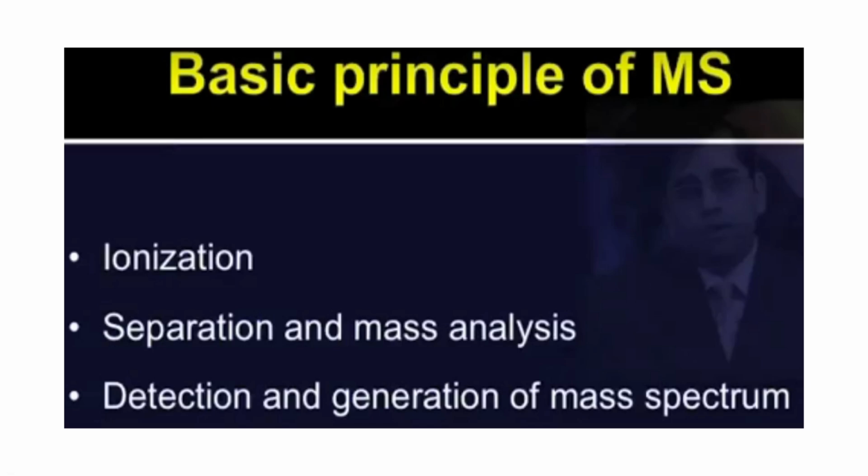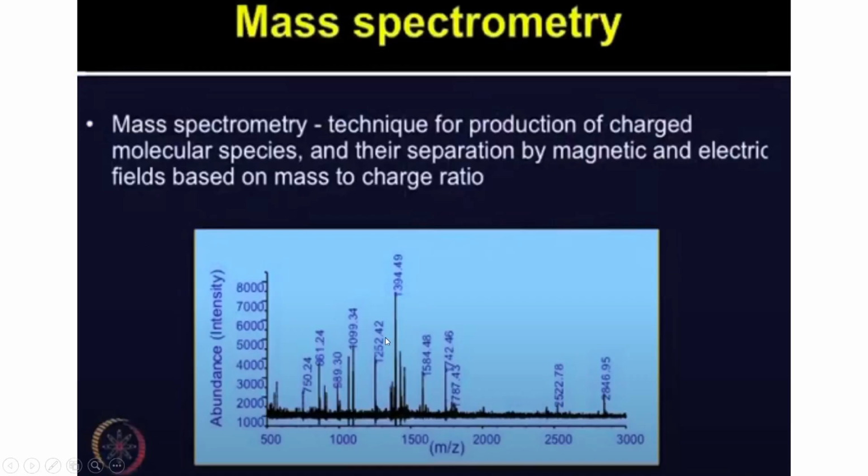So to give a general introduction of mass spec, you initially need ionization, and the ionization we are using in this technique is MALDI, matrix assisted laser desorption ionization. After you ionize, you can separate and do mass analysis. Once that is done, the detection and generation of the mass spectrum is obtained. This is how the mass spectrum looks.